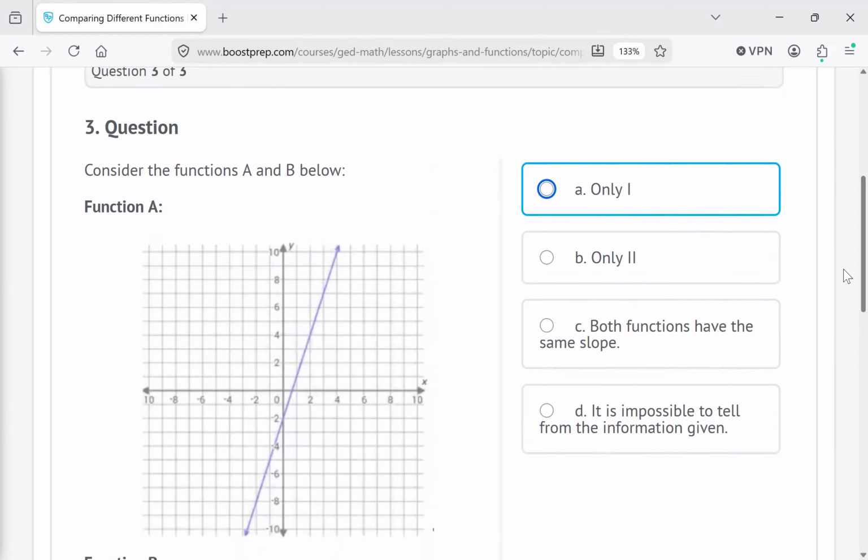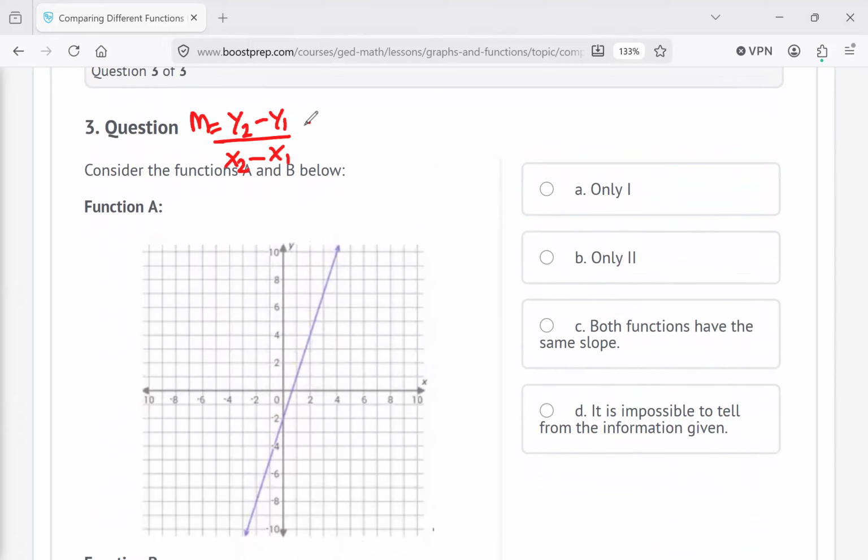So if they don't give you the slope, if they give you coordinates or even a graph, you have to use this formula, m equals y2 minus y1 over x2 minus x1, right? So let's try to find slope A. So what you've got to do is pick two random points. Any random point you choose, as long as it's exact.